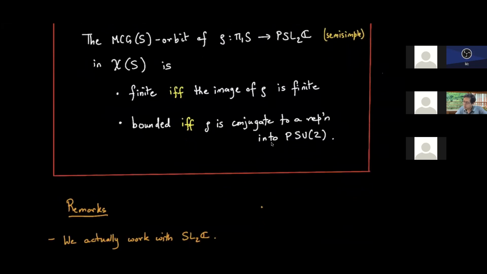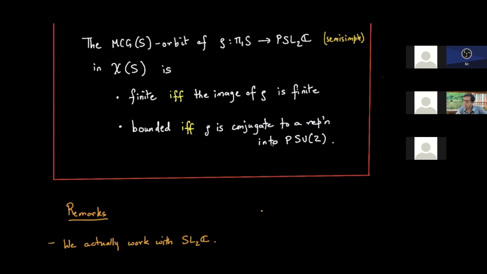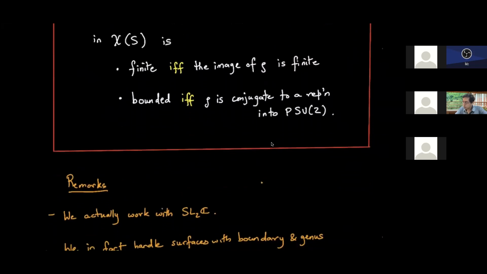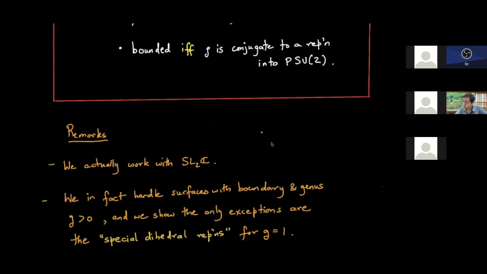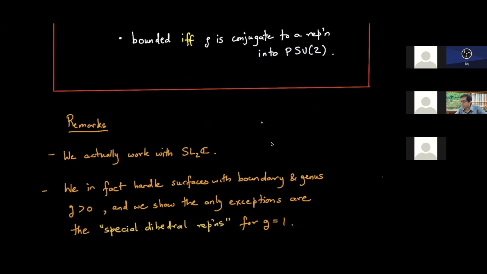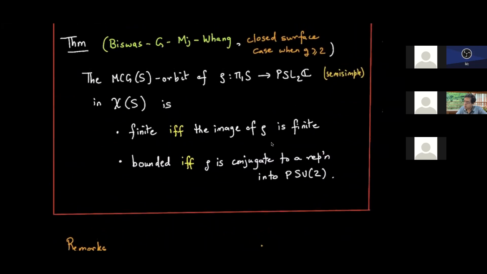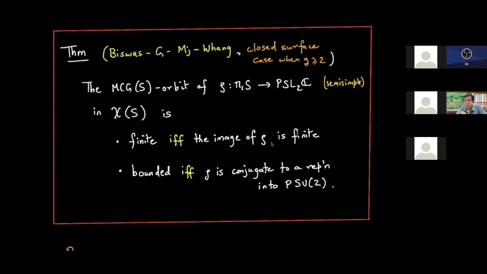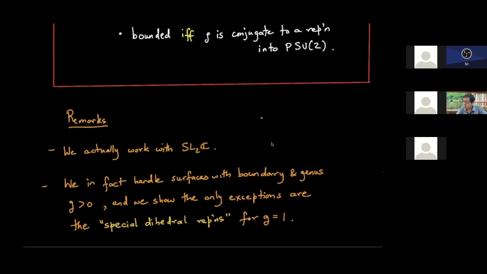Let me make a few remarks. First of all, we actually work with SL2C. I've mentioned PSL2C because of its connection with these geometric manifolds, as I mentioned. But our statements are actually for SL2C, and our statements are also for surfaces with boundary and positive genus. It turns out that in the statement I've written, you need genus at least 2. It's not true for genus 1, and I'll describe why in a minute.